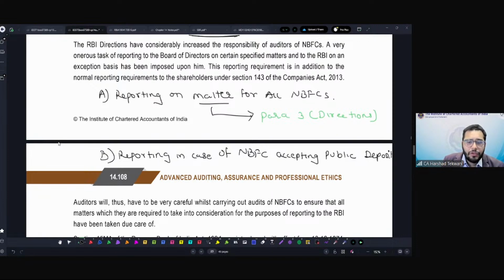If the NBFC is not accepting public deposit, category B will not be applicable. So the auditor is not required to report on the matters specified in category B. Category A matters, irrespective of the type of NBFC, I'll report. Category B matters, if the NBFC is accepting deposit, then only I will report. Clear? Quickly in the comments, let me know whether it is clear or not.